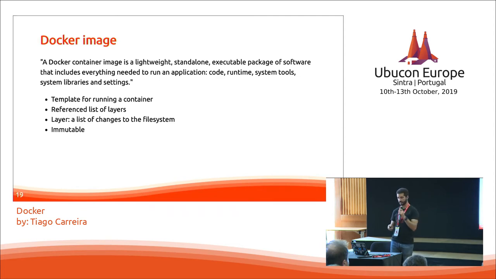So again, you can read this description, but a Docker image is a template for running a container. It has a referenced list of layers, as I'm going to talk about later, and mainly it is like a package that is immutable, so you cannot change the configurations of an image. If you want to change something, you have to build another image from scratch. And if you want to compare with object-oriented programming, an image is like a class, and a container is like an object. So an object is an instance of a class, as a container is an instance of a Docker image.